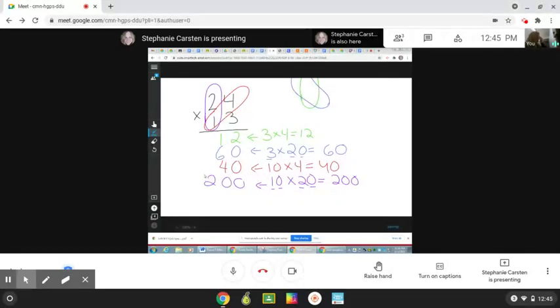And now I'm going to do that last step. So let me just go ahead and change this up. The last step is to add all the partial products. So we did it in parts or pieces, and now we add all those parts together to get the whole thing.